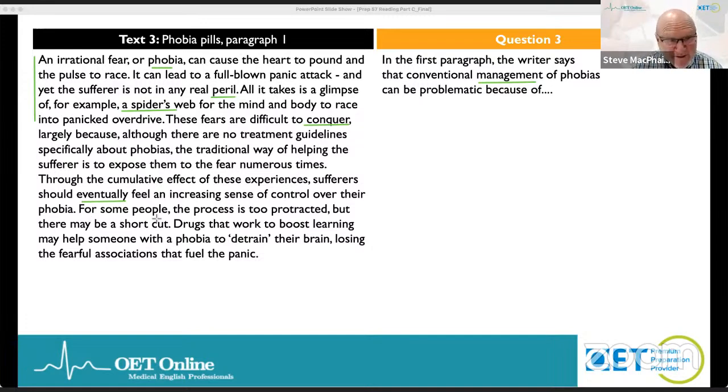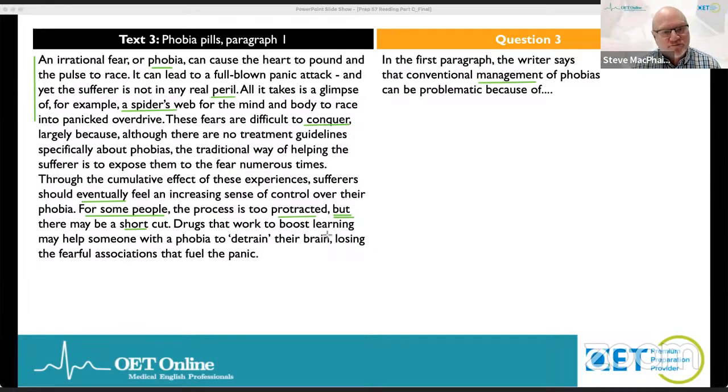Phew. For some people, watch out for this sentence, for some people, not all, the process is too protracted. What does that mean, everyone? It's too protracted, but there may be a shortcut. So there's a contrast. If this means short, and but is an opposite word, that says shortcut, then too protracted means too long, takes too long. It's the opposite. Even if you don't know the meaning of this word, you can deduce it by the contrast word but.